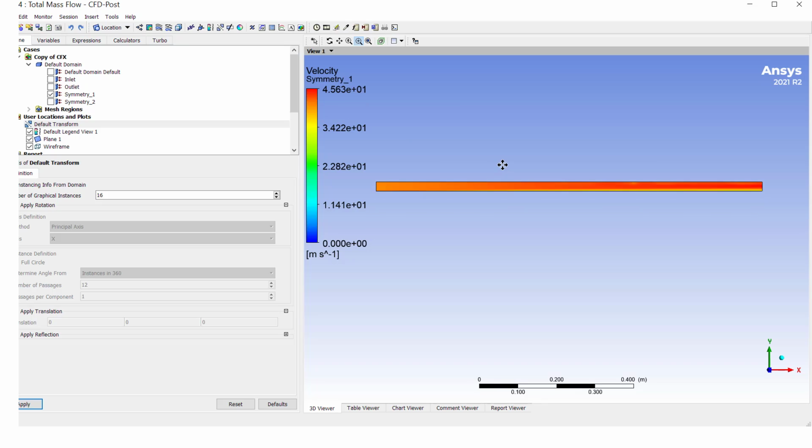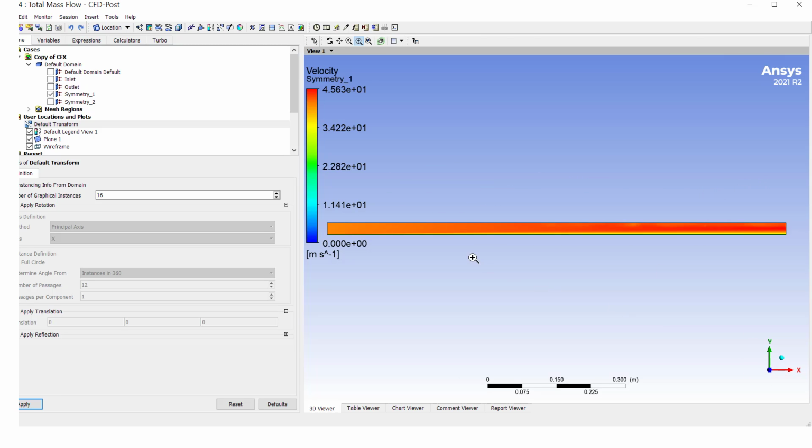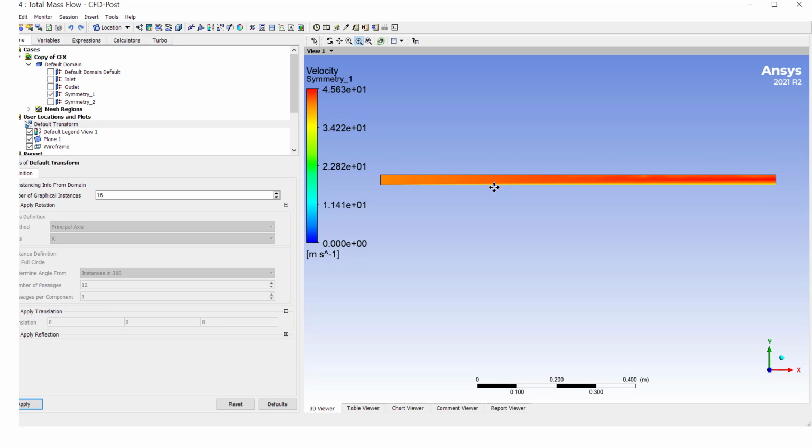That is much larger than the velocity that we obtain with the full 3D model. In this case, it means that we cannot use the same mass flow rate value when we have this kind of geometries. Let me show you.